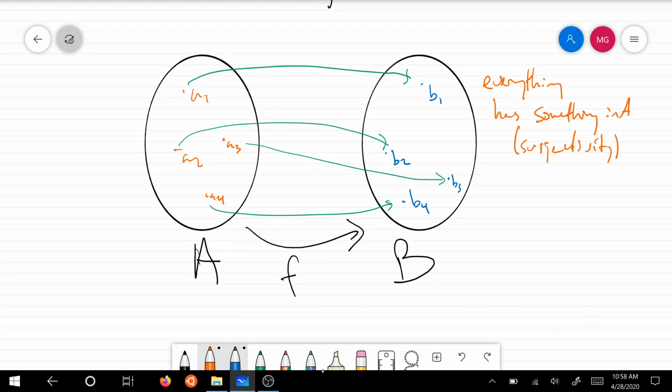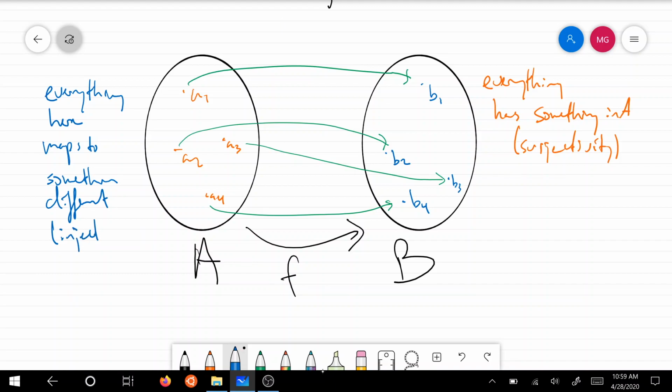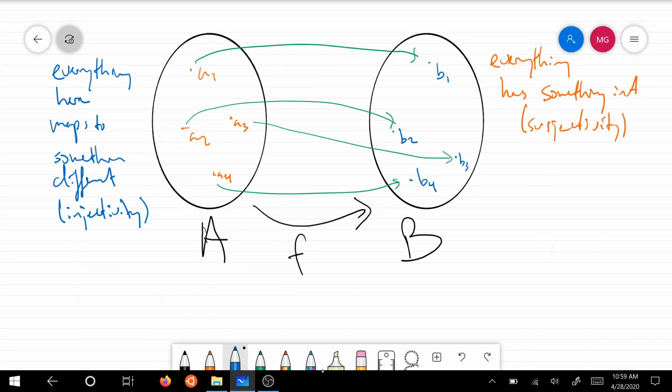And then over on the domain side, everything here maps to something different. That's injectivity. So what this tells us is, for every element of A, F gives us a unique corresponding element of B, and because of surjectivity, we know nothing's missed. So this tells us that there's a one-to-one relationship.